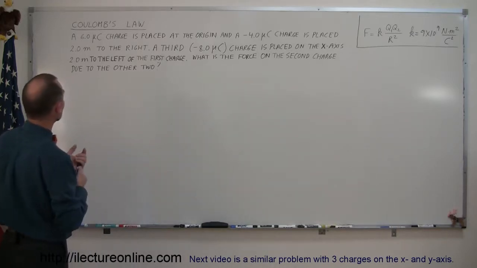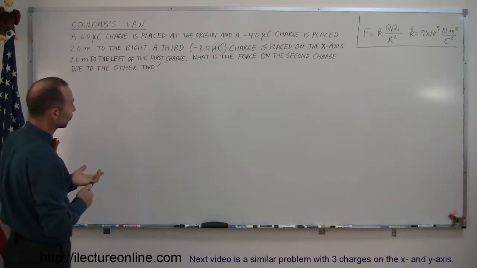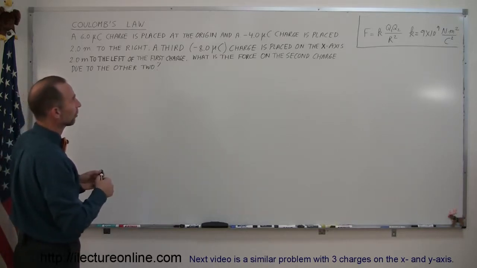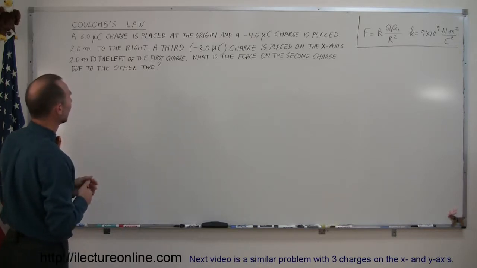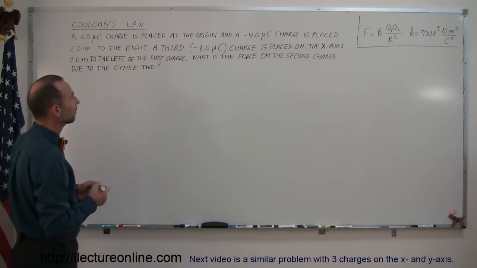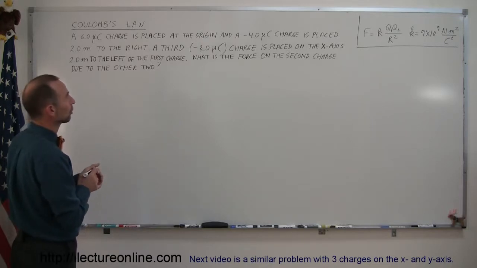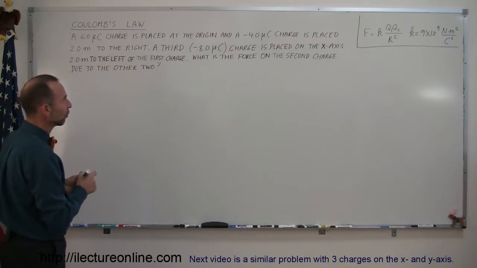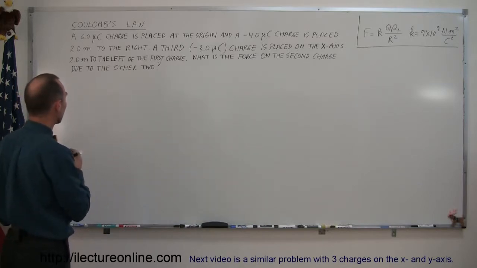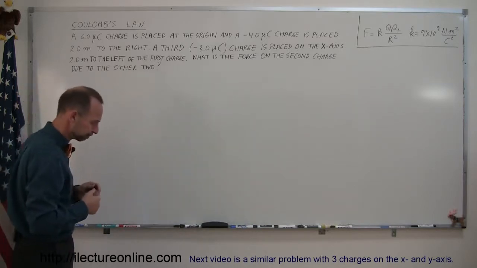It says we have a 6 microcoulomb charge that is placed at the origin, and a negative 4 microcoulomb charge that's placed 2 meters to the right. And then there is a third minus 8 microcoulomb charge that is placed on the x-axis 2 meters to the left of the first charge. What is the force on the second charge due to the presence of the other two?